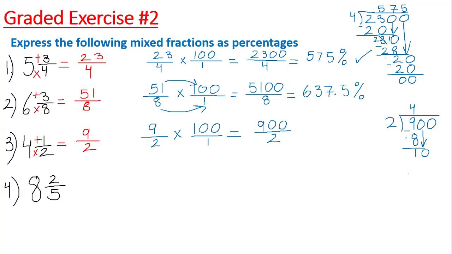How many times does 2 go into 10? 5 times. 2 times 5 is what? 10. Very good. And 10 minus 10 is 0. Bring down the next 0. How many times does 2 go into 0? 0 times. 2 times 0 is 0. And so we have 0 minus 0, which is 0. So it's going to be equal to 450%. Very good.